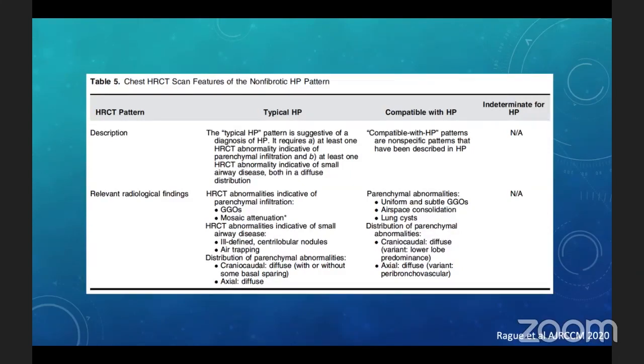The distribution will differentiate the typical from the compatible pattern. If it is diffuse in both the craniocaudal axis and the axial axis with some sparing of the lung bases, that's the typical hypersensitivity pneumonitis. If it has variable other distributions, without going into much detail, it's written here if you would like, and we will have examples of this. It will be compatible with hypersensitivity pneumonitis. Just remember, if you are overwhelmed with these classifications, it's important always to say if it is fibrotic or non-fibrotic, if you can't really subclassify it further.